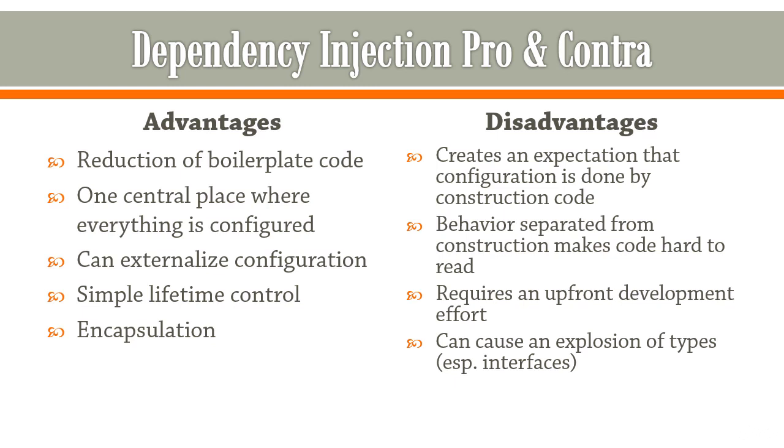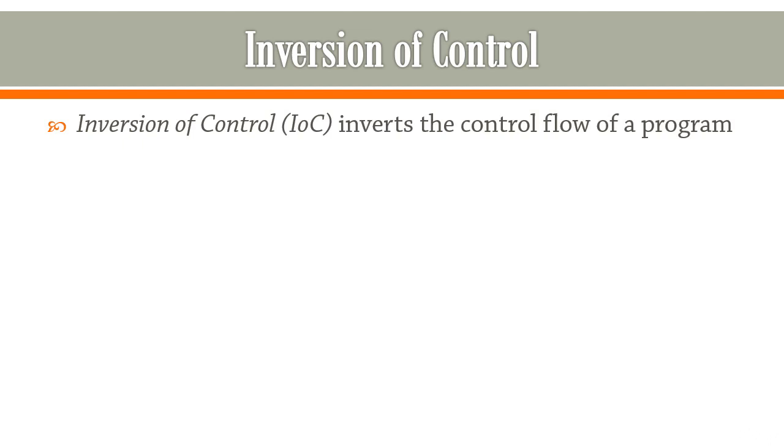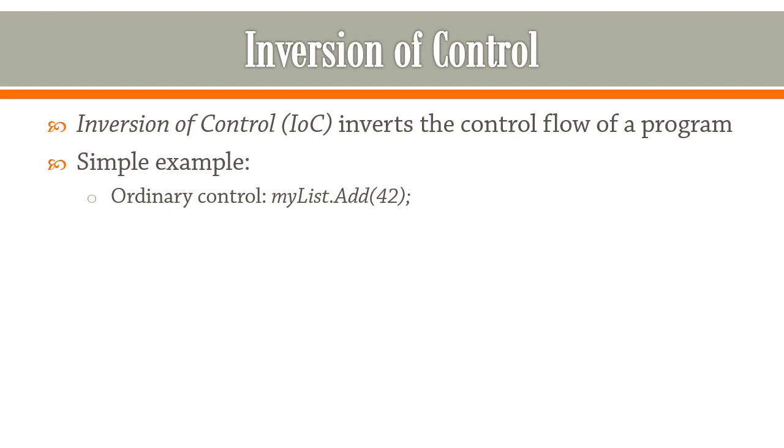Okay, so that's dependency injection, and the other thing that we have to talk about is inversion of control. Now, it sounds really scary, but in actual fact, the inversion of control principle simply inverts the control flow of a program. And let me give you a simple example which has nothing to do with dependency injection. So let's suppose you have a list and you want to add an element to that list. You say myList.Add(42). And so the control goes from the list, and the list has a method called Add, and that's where you actually feed in the value, and then the list obviously adds it to its internal storage.